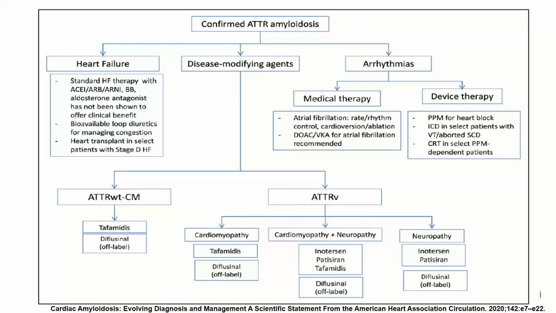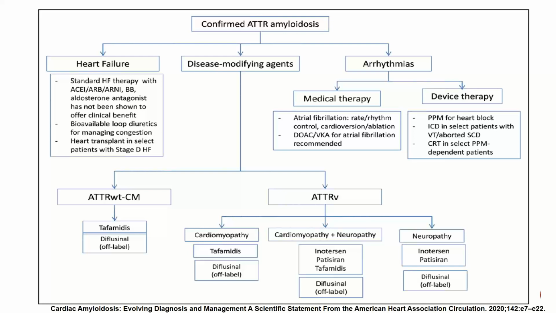When you have a confirmed case of ATTR amyloidosis, the management lies on three pillars. The first one is management of heart failure. Usually the standard heart failure therapies have not been shown to offer clinical benefit. Loop diuretics are a very important symptomatic treatment.